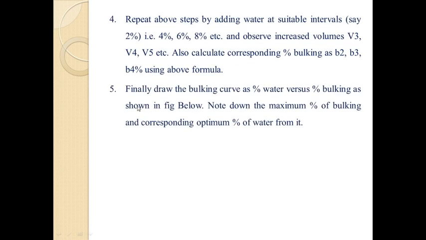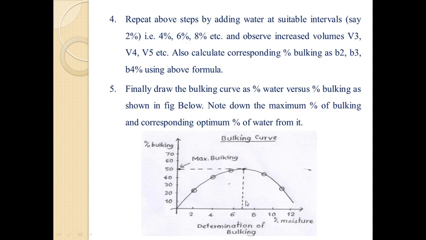Finally, draw the bulking curve as percentage water versus percentage bulking. Here we can see in this figure, on the x-axis the percentage of moisture content, which we are increasing by 2% each time: firstly 2%, then again 2%, that is a total of 4%. On the y-axis is the percentage bulking. Then note down the maximum percentage bulking and the corresponding optimum percentage of water from it.